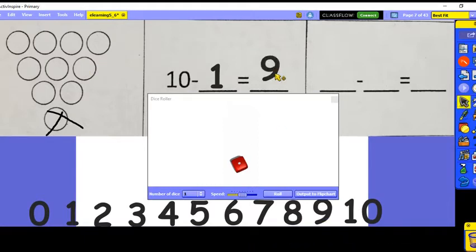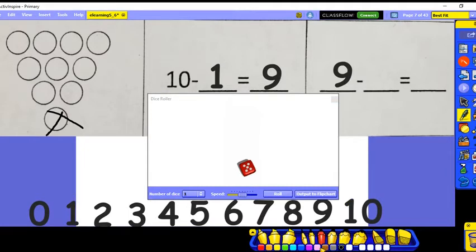That's right, 9. 9 bowling pins are left. Okay, now we're starting with 9. Let's bowl again. Okay, so 5. We're going to knock down 5 bowling pins.